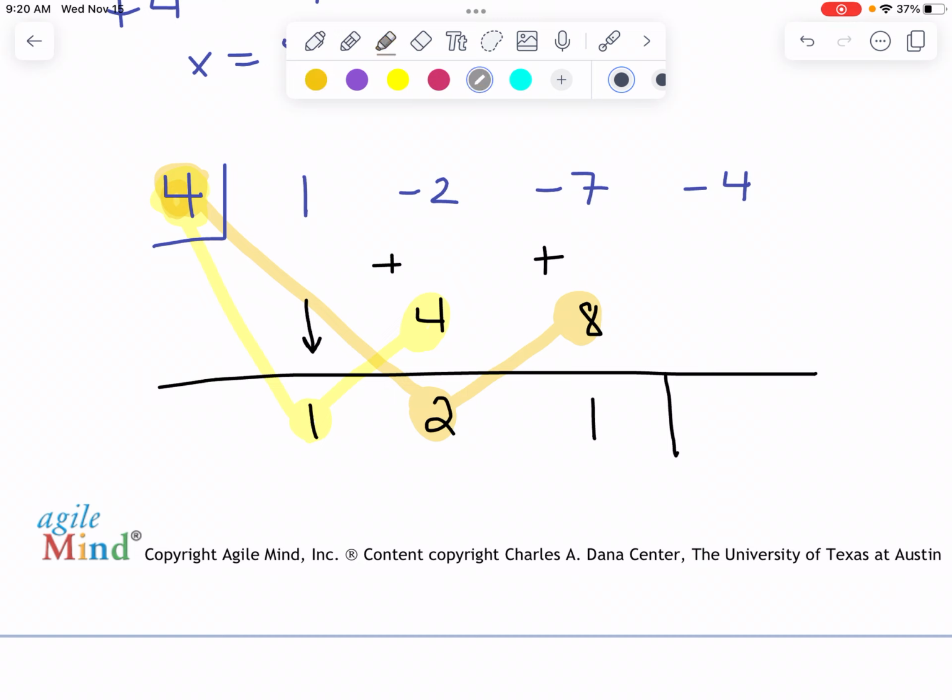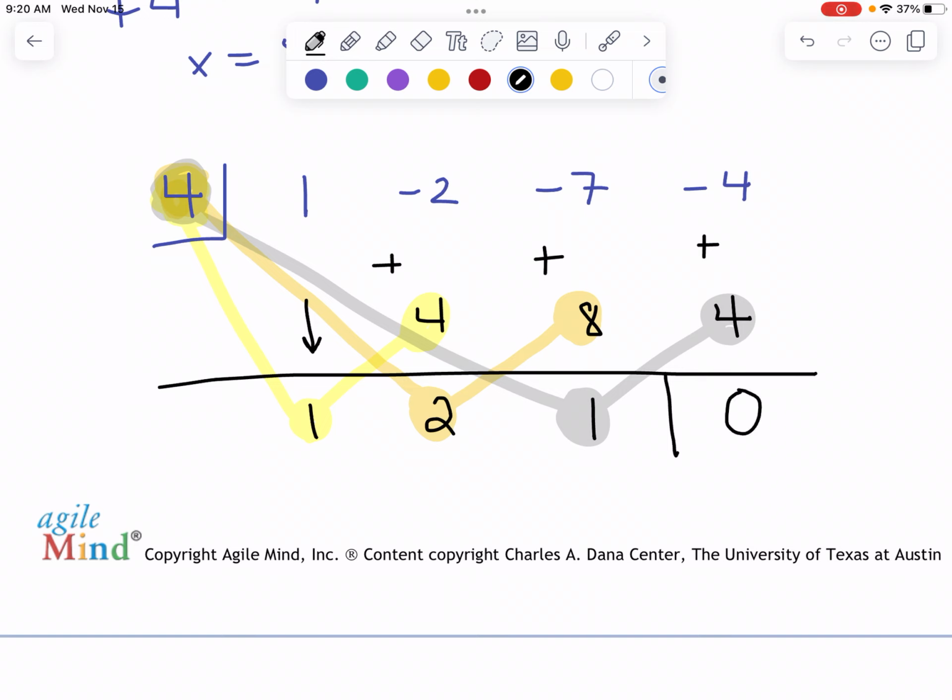All right, one more time. I'm going to take this 4 times 1. 4 times 1 gives me 4. I add on down. Negative 4 plus 4 is 0. The thing in this last box on the right side of this little line is my remainder. So I know that x minus 4 divides evenly here.